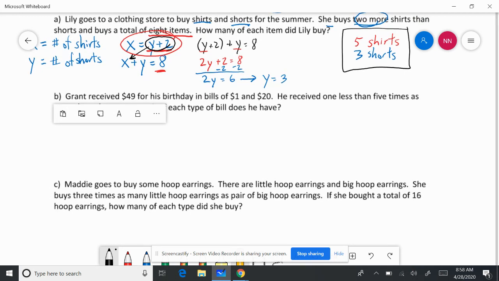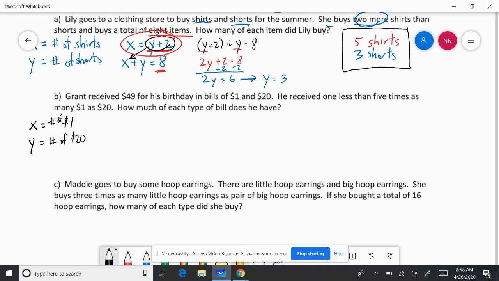Looking at letter B, it says Grant received $49 for his birthday in bills of $1 and $20. He received one less than 5 times as many ones as 20. This right here is the difficult equation that we're going to come up with. But before we start that, let's define our variables. We'll call X the number of $1 bills, and Y the number of $20 bills.